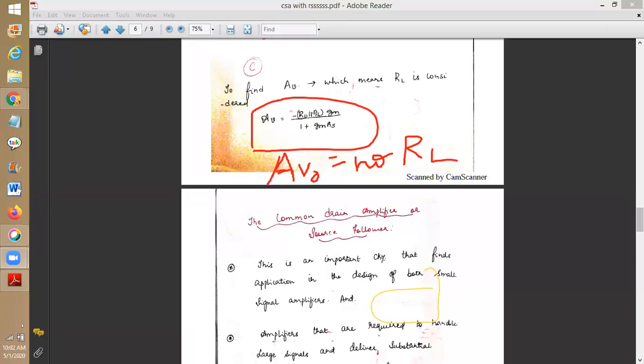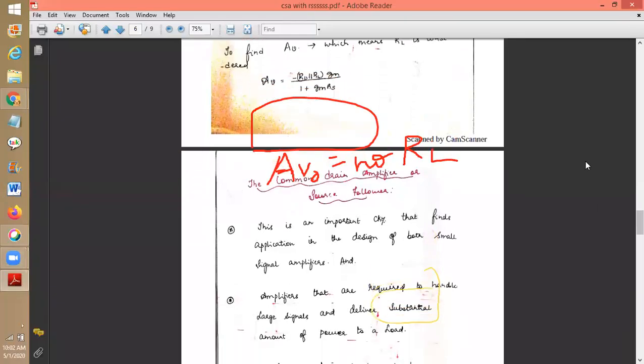RL should be considered or not? No, RL should not be considered. So what does the expression become without RL? GM by 1 plus GM into RS, and the equation becomes minus RD into GM divided by 1 plus GM into RS. Okay? Yes, very good. So this completes your common source amplifier with RS.